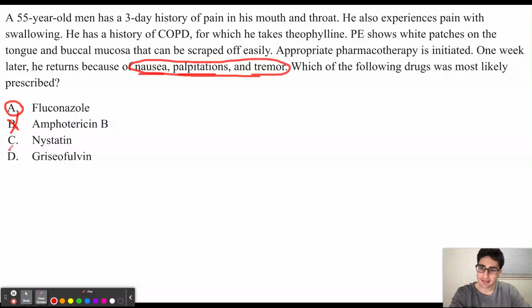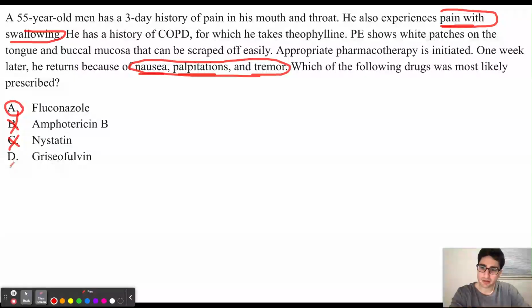Answer choice C is nystatin. Nystatin is going to be effective in treating oropharyngeal candidiasis, but it is not going to be effective in treating esophageal candidiasis, which this patient has. So because the patient is presenting with pain when he was swallowing, this is going to be consistent with esophageal candidiasis. Now, if he had oropharyngeal candidiasis, he would not be presenting with pain with swallowing.